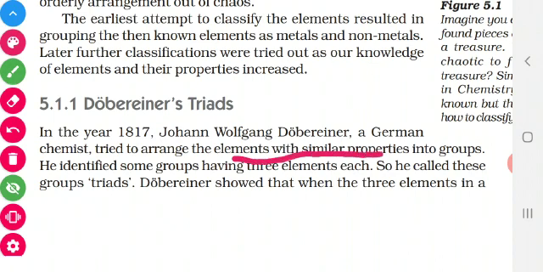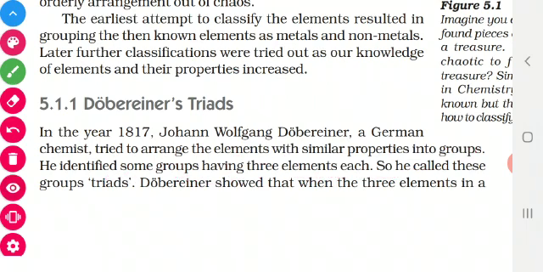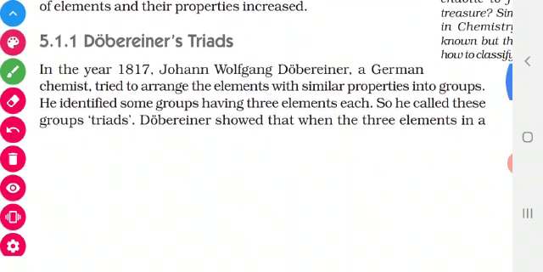Okay, he classified the elements with similar properties into groups. He identified some groups have 3 elements each. Such groups are called triads. So he classified the elements into groups. These groups contain 3 elements, so they are called triads.